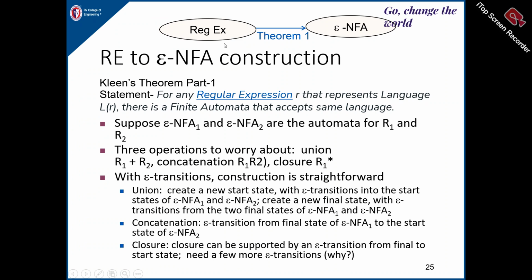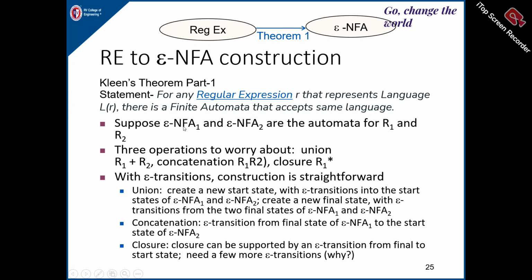So now this Kleene's theorem part 1 says that for any regular expression R which represents the language L of R, there is a finite automata which represents the same language. And I said that finite automata could be epsilon NFA, NFA or a DFA. So this Kleene's theorem part 1 can be represented like a regular expression to epsilon NFA conversion.